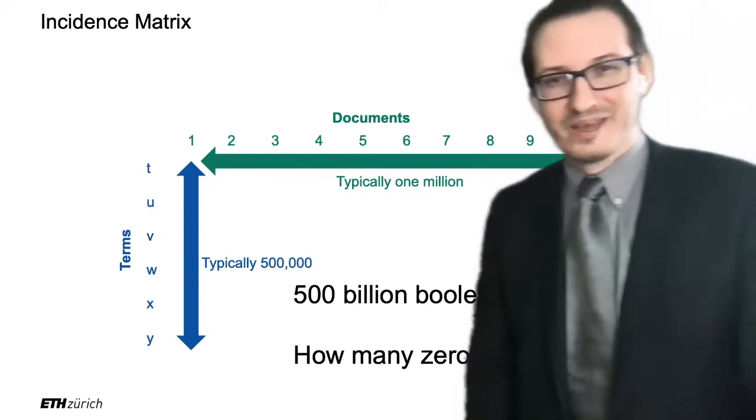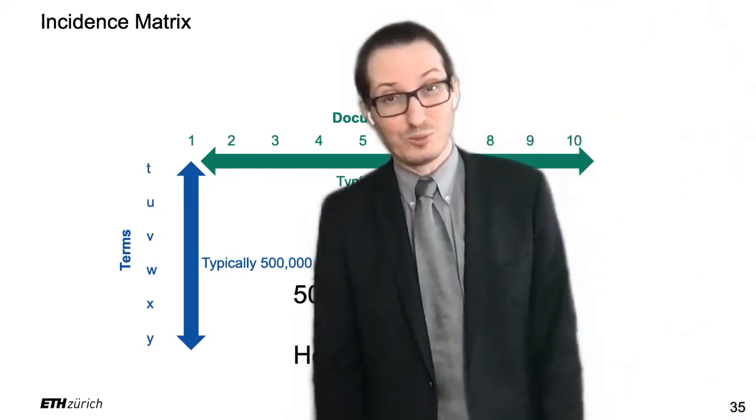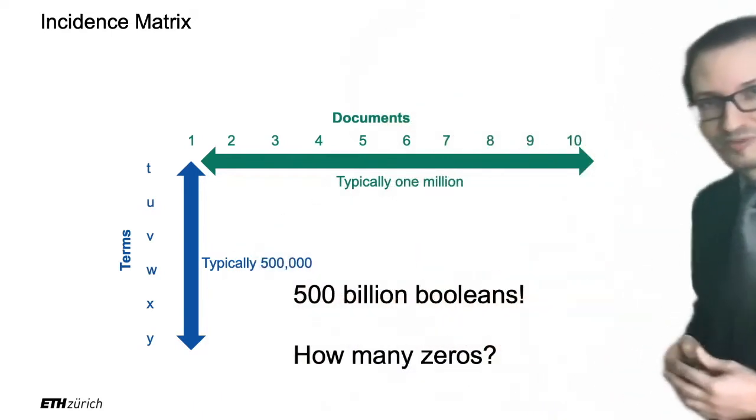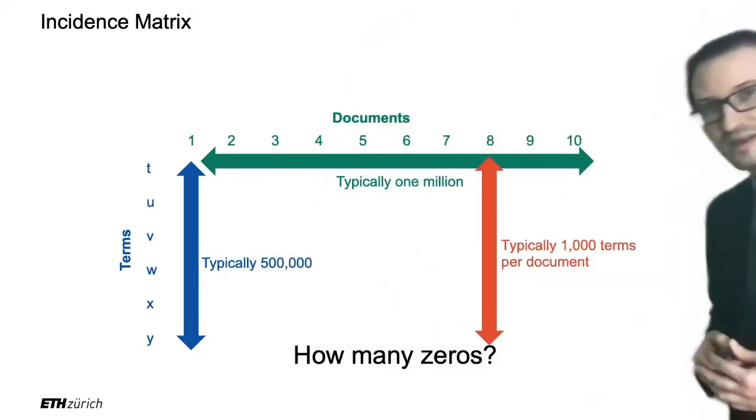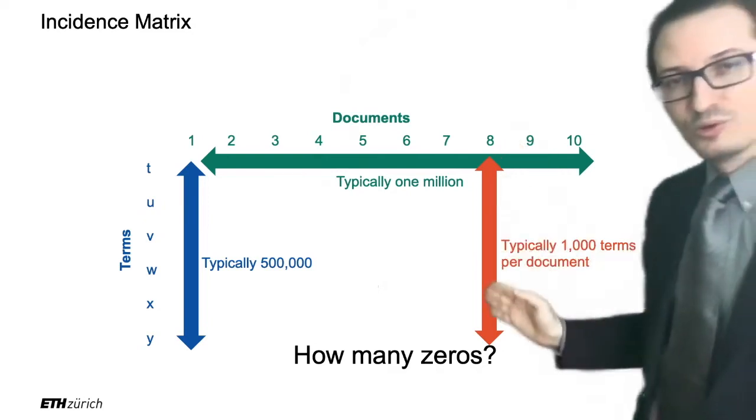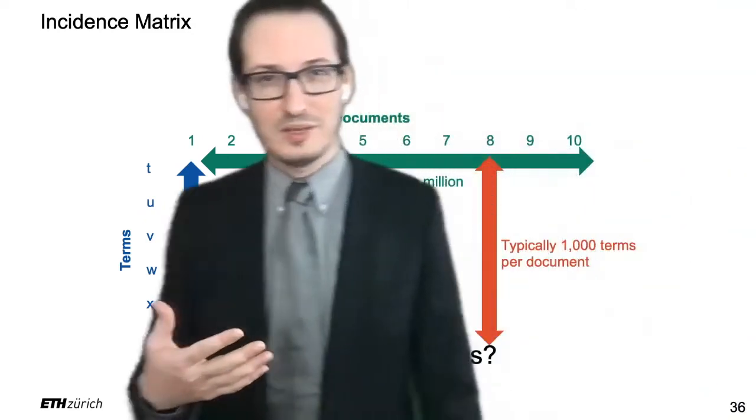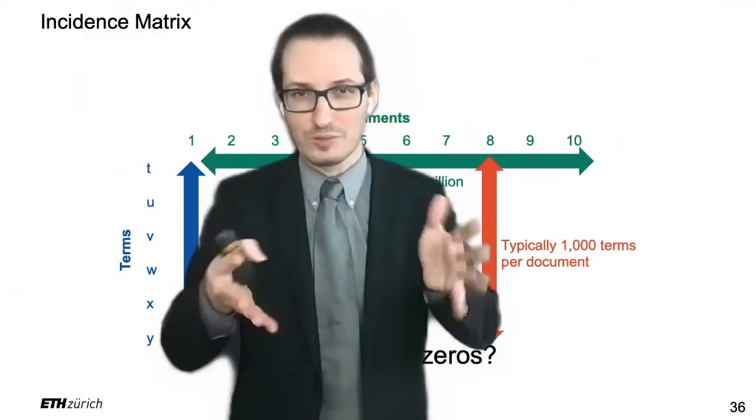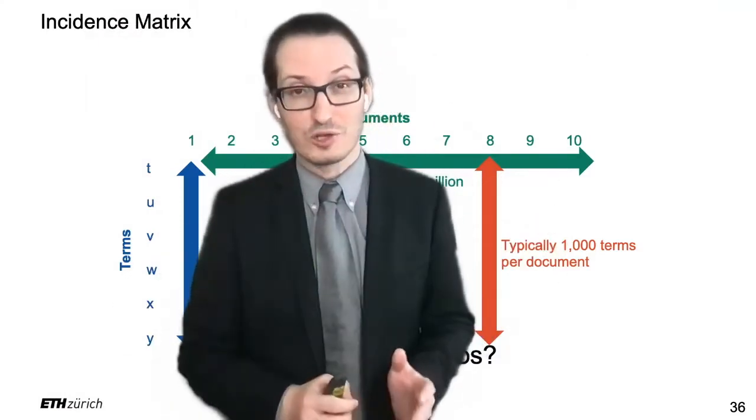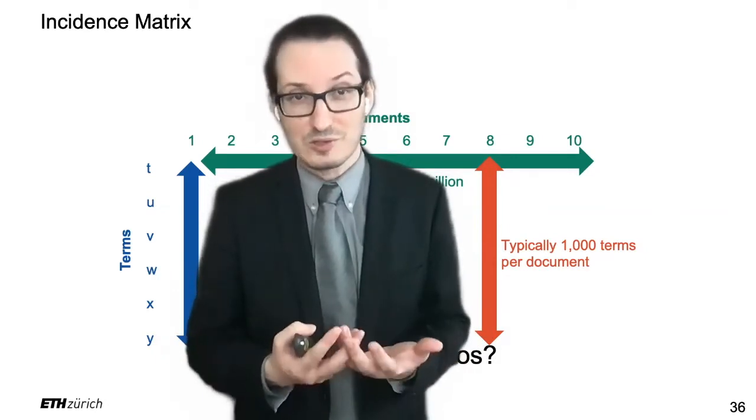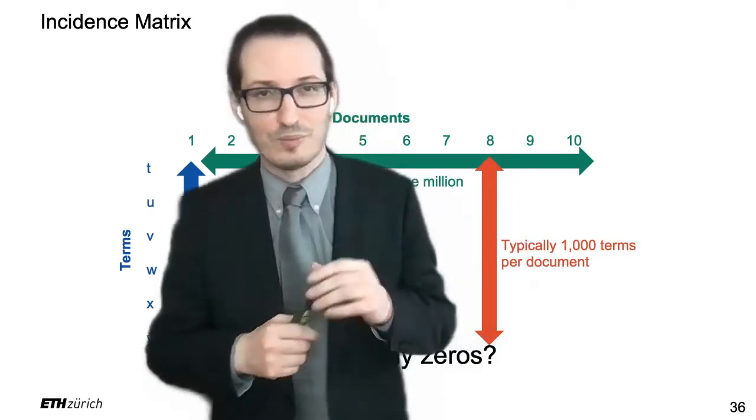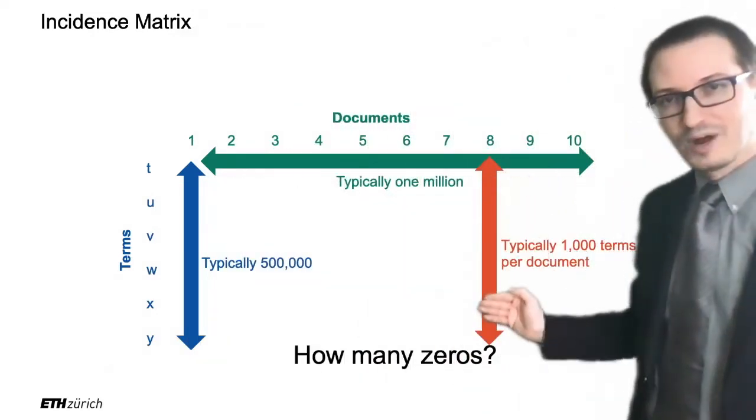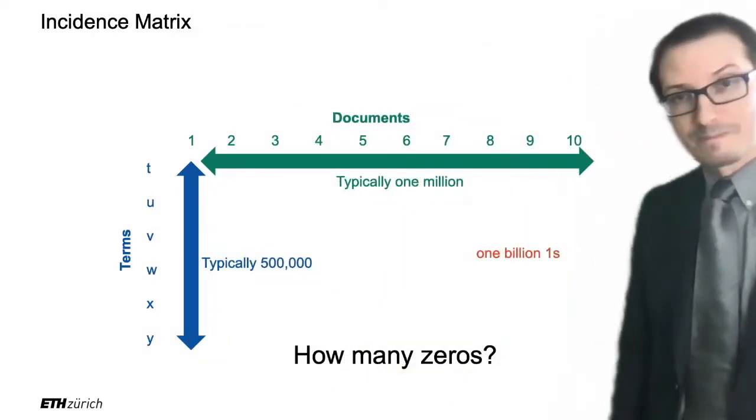But my question is, how many zeros do we have in there? How many zeros are we going to find in there, and how many ones? Typically, if you assume that a document has 1,000 terms, so we basically cut the documents or picked their size in such a way that they have 1,000 distinct terms. We are still in the set of term semantics. So there are 1,000 ones, and the rest are zeros.